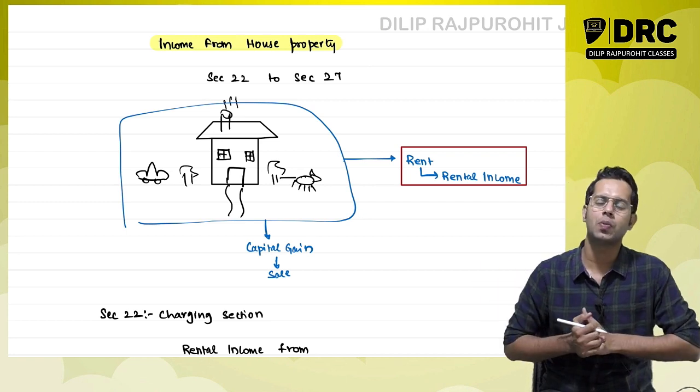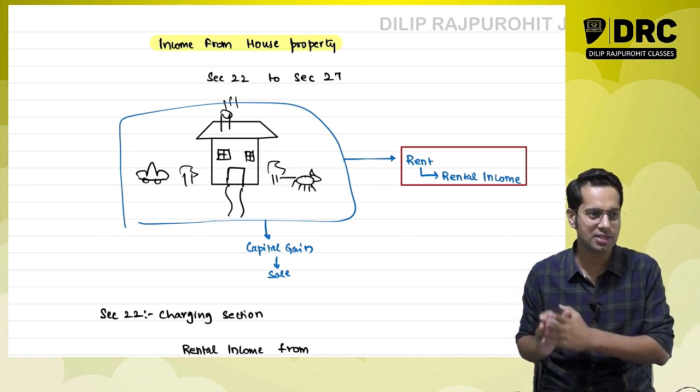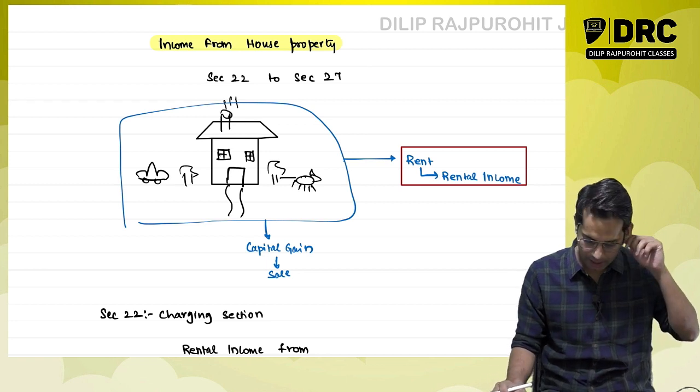We were revising the topic of income from house property. So in this class also we'll continue that topic and complete income from house property.